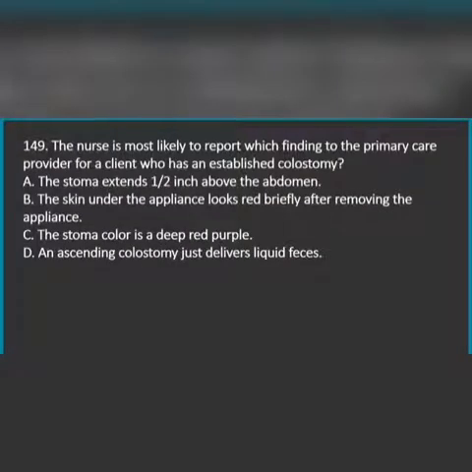Question 149. The nurse is most likely to report which finding to the primary care provider for a client who has an established colostomy? A. The stoma extends 1/2 inch above the abdomen. B. The skin under the appliance looks red briefly after removing the appliance. C. The stoma color is a deep red purple. D. An ascending colostomy just delivers liquid feces.